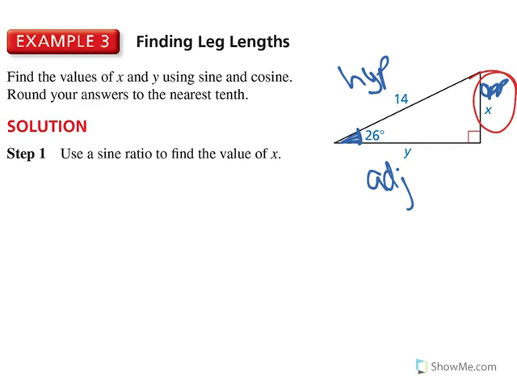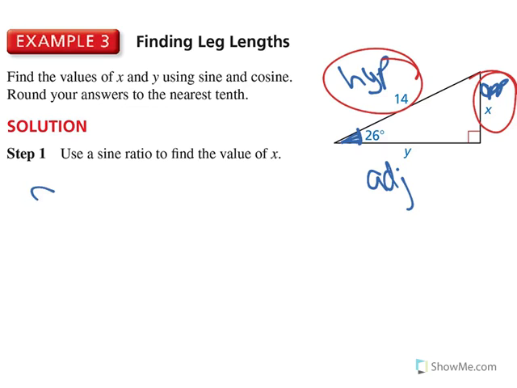If I were to use the opposite and the adjacent, it wouldn't help me because they're both variables. I have no way to solve that if I have two variables. But my hypotenuse, I do know: 14. So if I'm looking for a function that has opposite and hypotenuse, that's going to be my sine function.